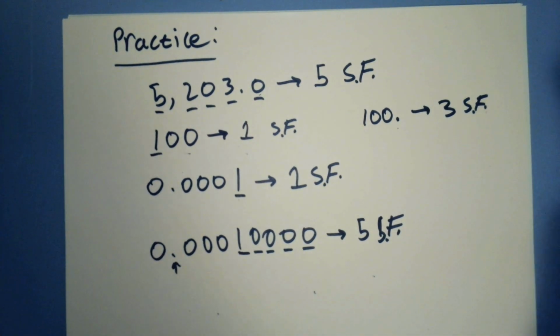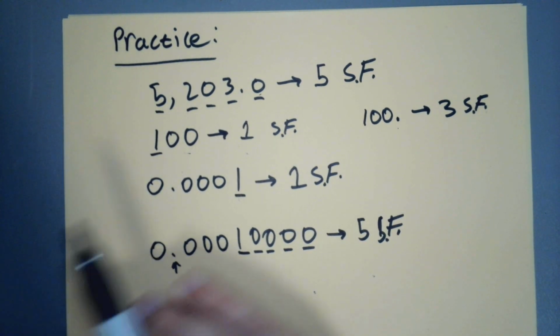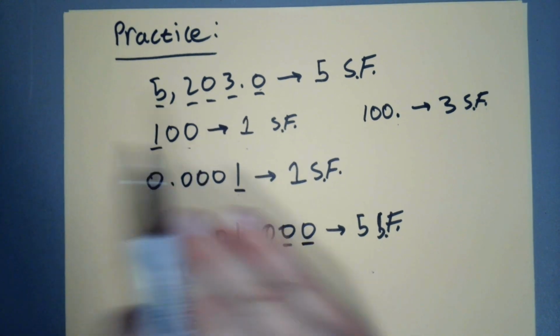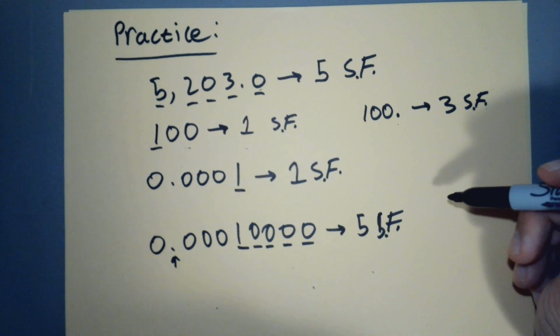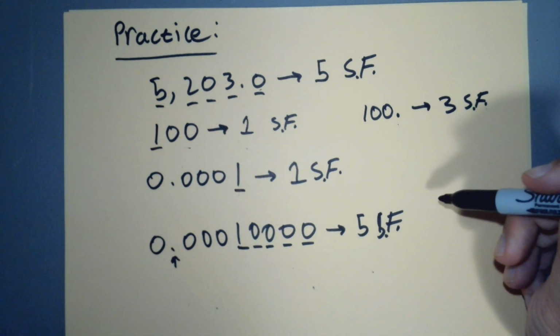Now you can get a little bit of ambiguity. We'll talk about that in a second. And scientific notation is how we address that. So I'll have one more piece of paper on this video, and then we'll jump into the rules for addition, subtraction, multiplication, and division.